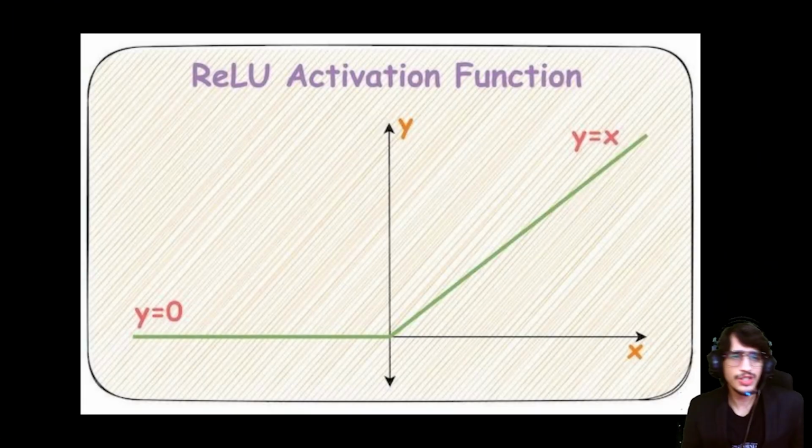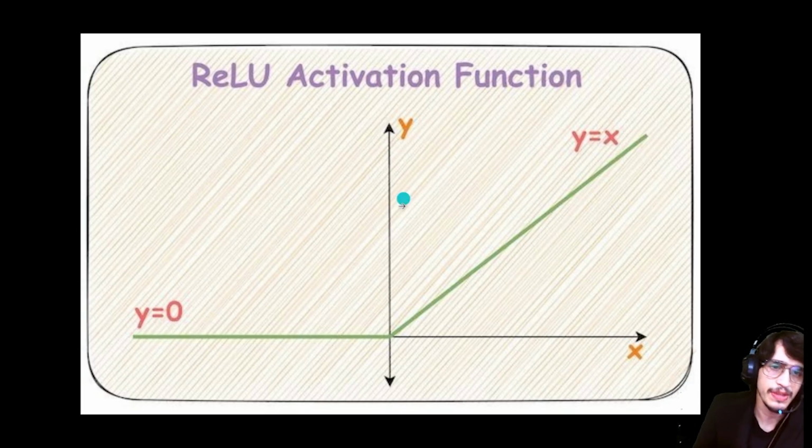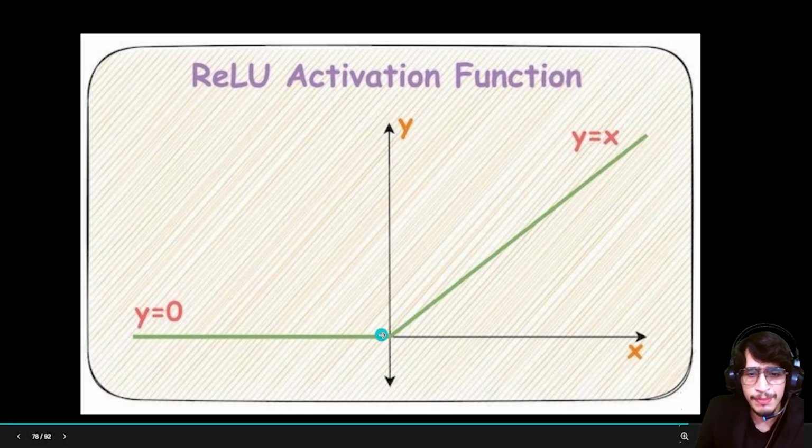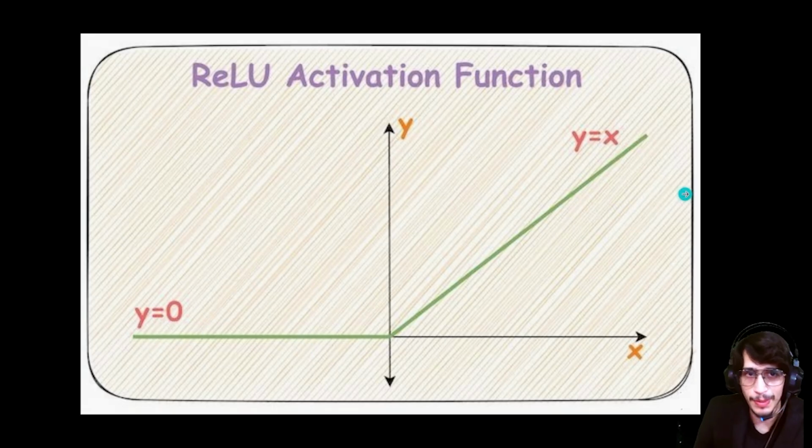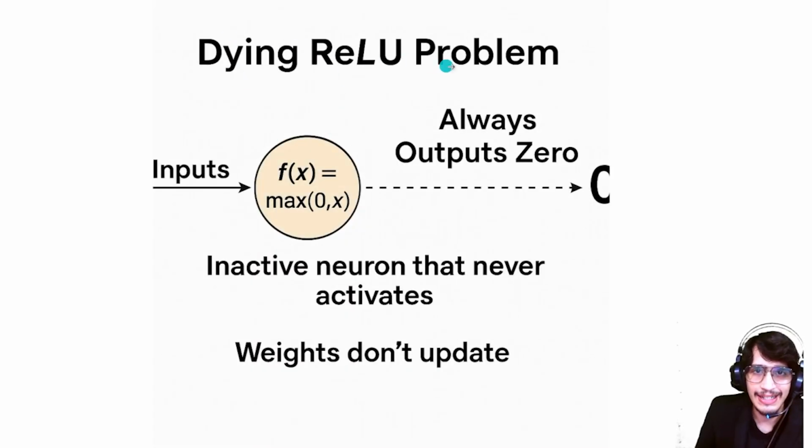Okay, so first of all, we have studied the ReLU activation function in the previous part. If you haven't seen activation function part 1, then you should go and watch it first. In the ReLU activation function, we make all negative values 0. So this gives us a problem which we call the dying ReLU problem.